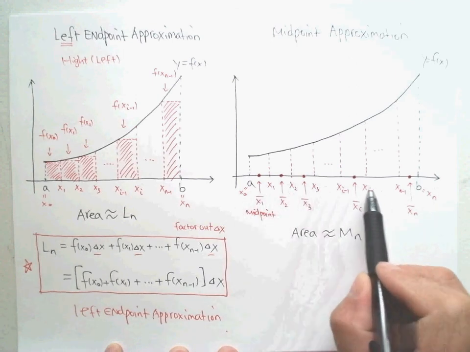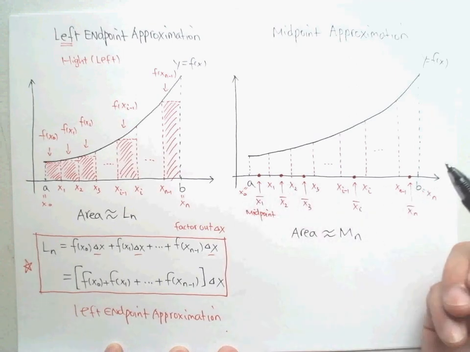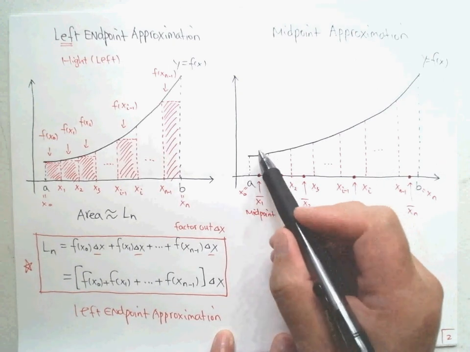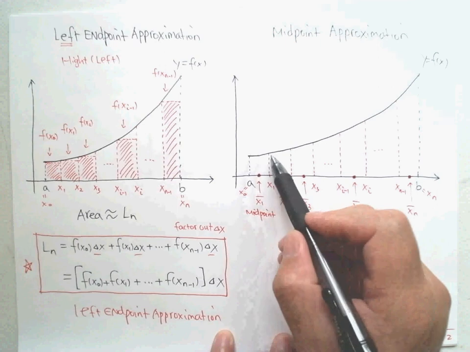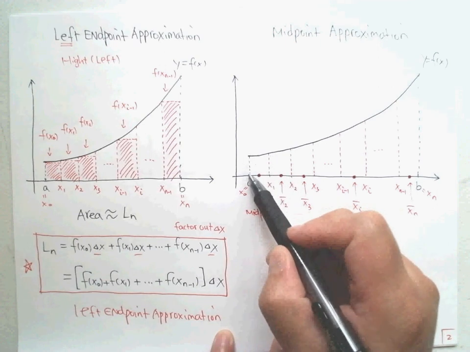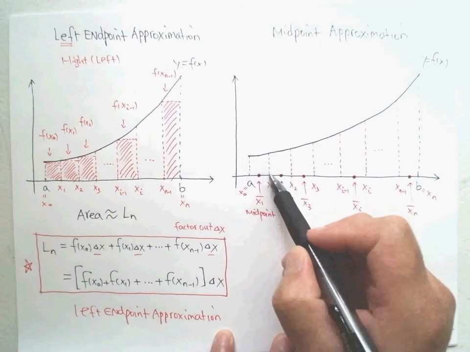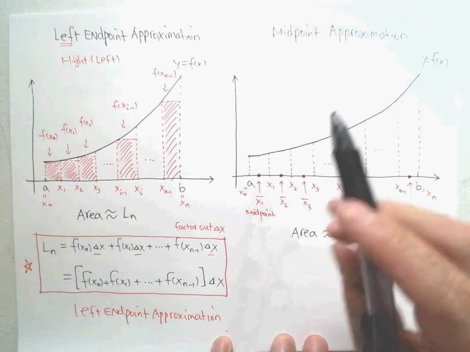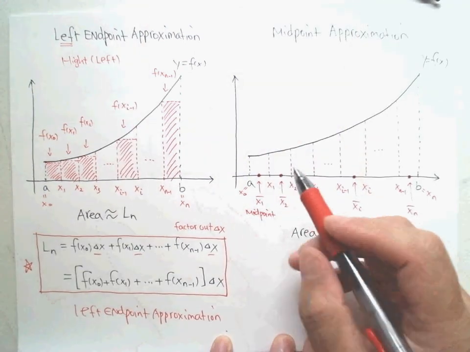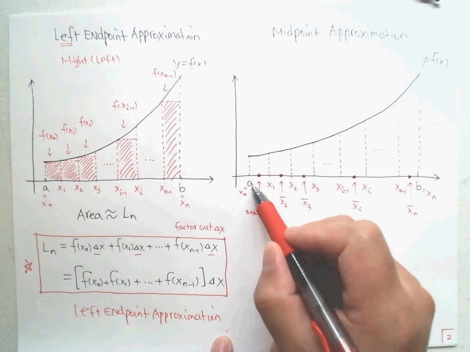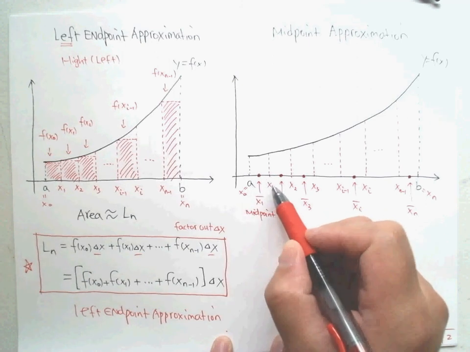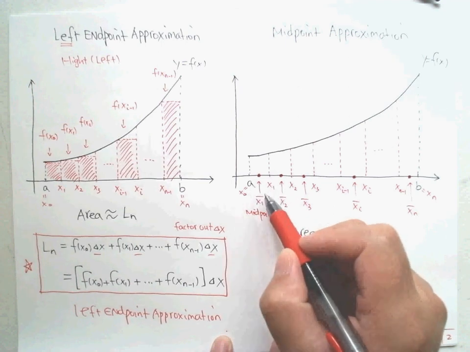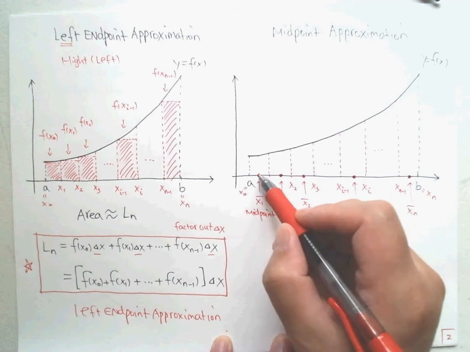So we have x1, x2, x3. Each one you know how to find. And this time for the first rectangle, for the height we do not use the left endpoint, and not the right endpoint. So it's not this, not that. We use the midpoint. So what is the midpoint? The midpoint is the average of x0 and x1, meaning (x0 + x1) divided by 2 is the midpoint.